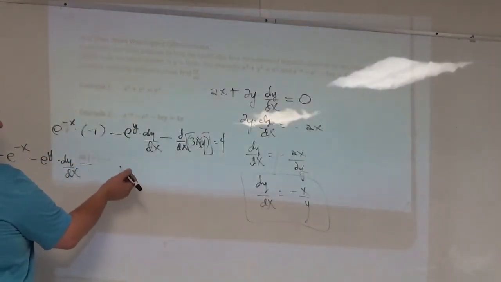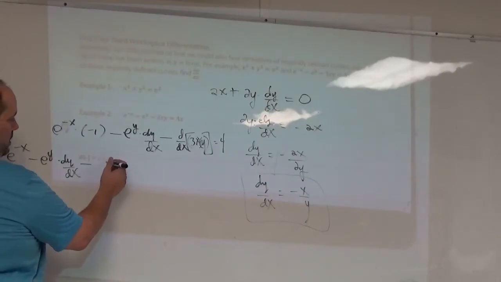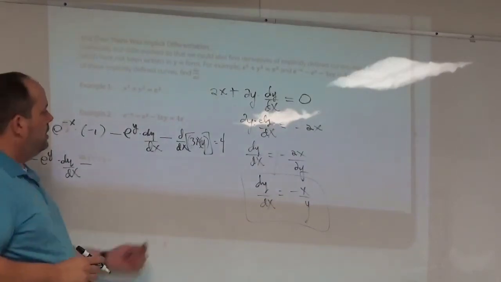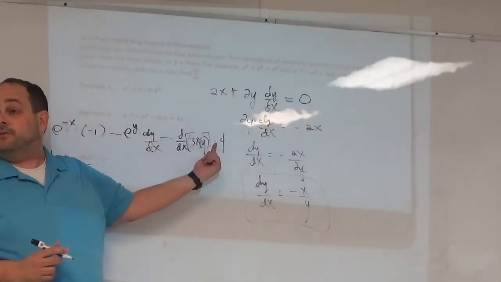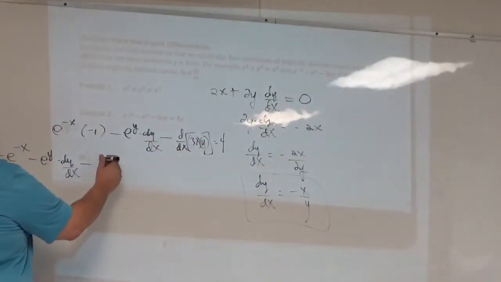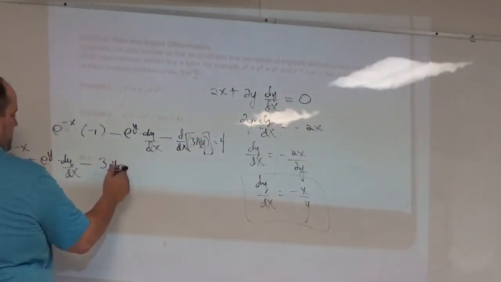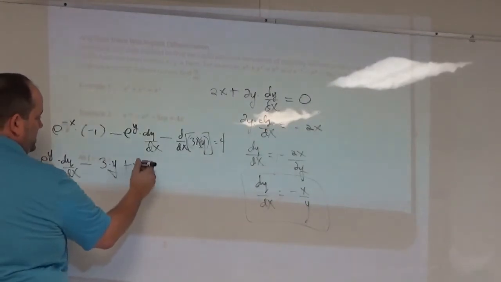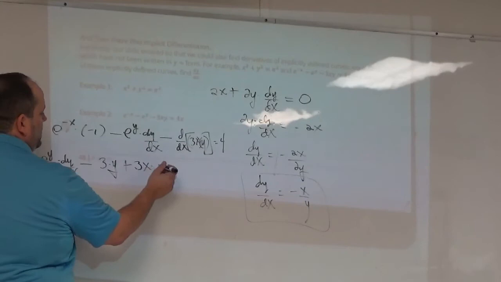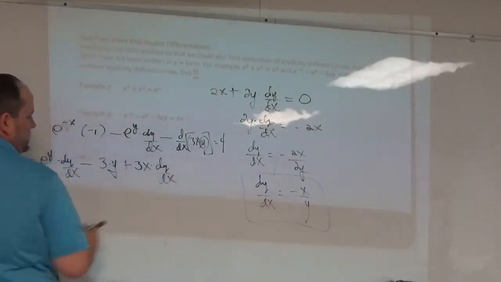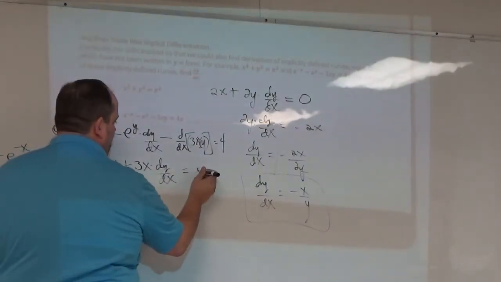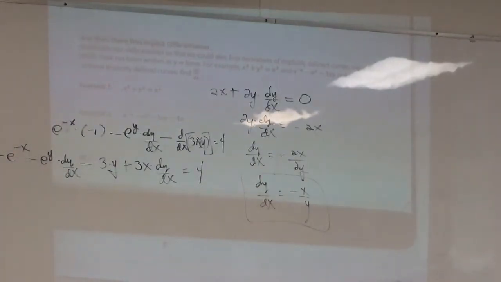So then the derivative of 3. Wait, so you want 3x times y? Right, 3x times y. What would that derivative be? 3 times y plus 3x times dy over dx. And all that is equal to 4. And I know Marilyn sees something. I think you're worried about a mistake that we're about to make.